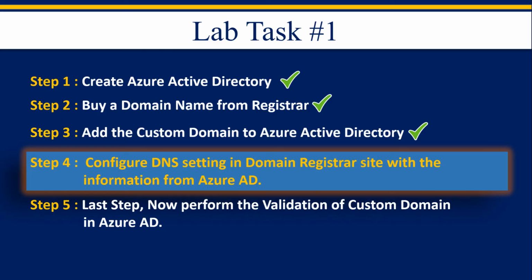Okay, we have completed the first three steps. Let us begin with the fourth step, which is configuring the DNS setting in the domain registrar for the custom domain. In other words, it is like adding a DNS record in the domain registrar matching the setting of the custom domain in the Azure Active Directory that I showed in the previous step. Let us look into how to configure it.